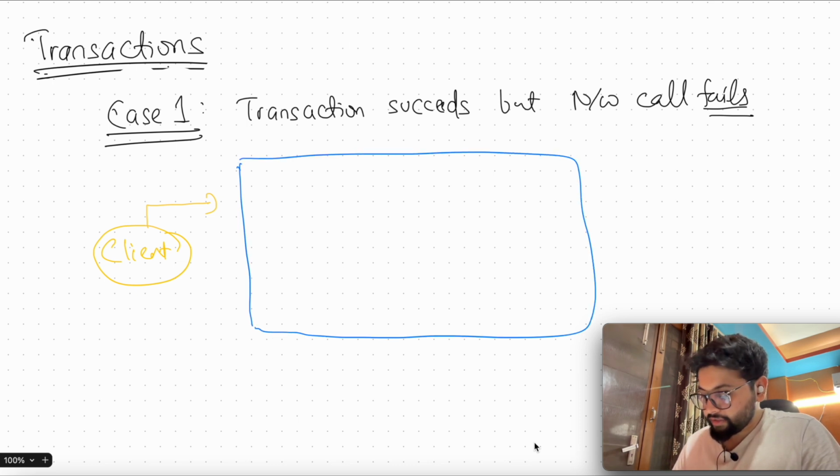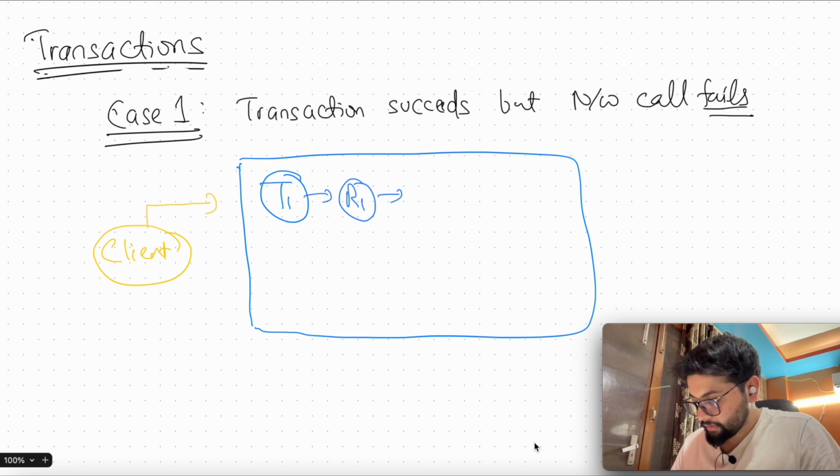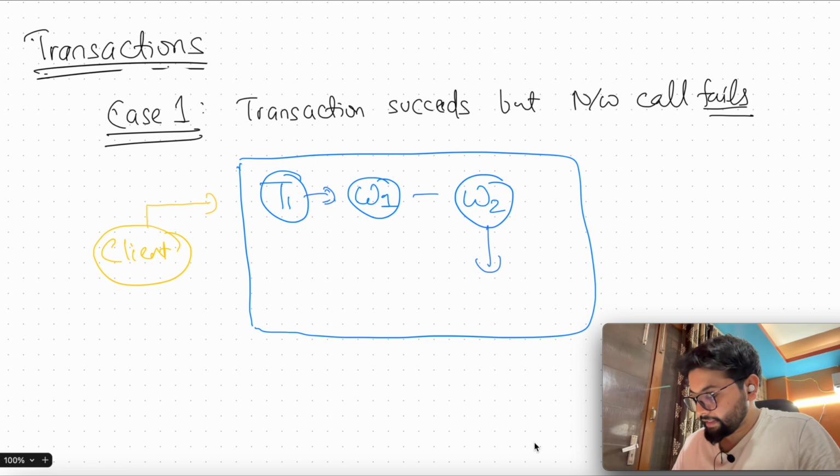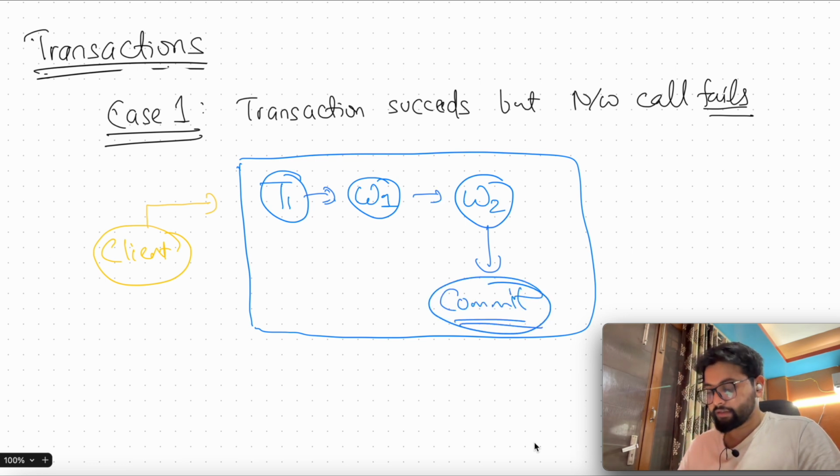suppose we have a transaction here which can perform a series of writes. It is performing a series of writes and then it is committing itself. So from here the transaction starts, performs the two writes, and commits.